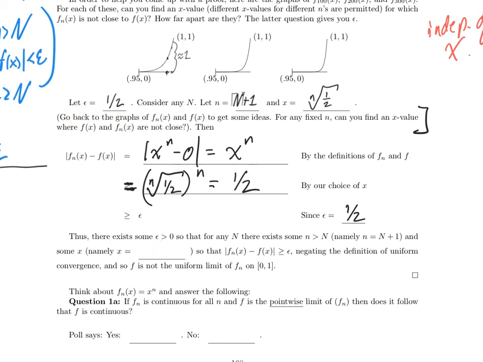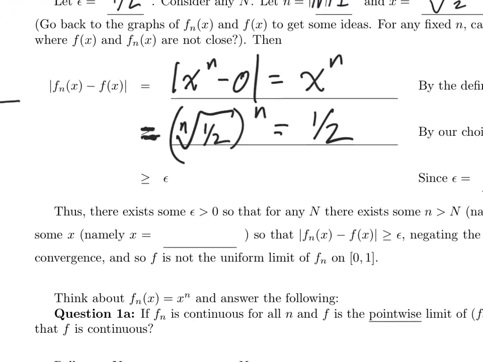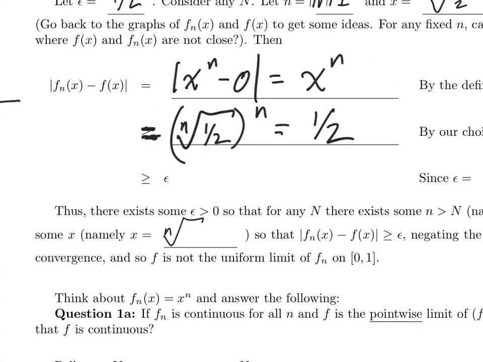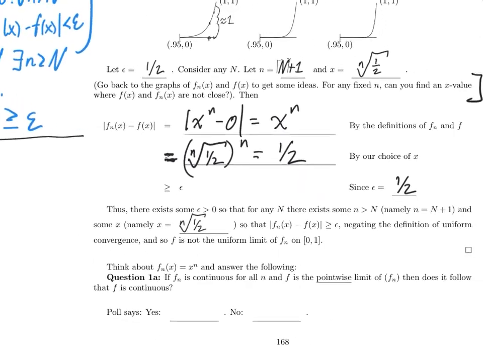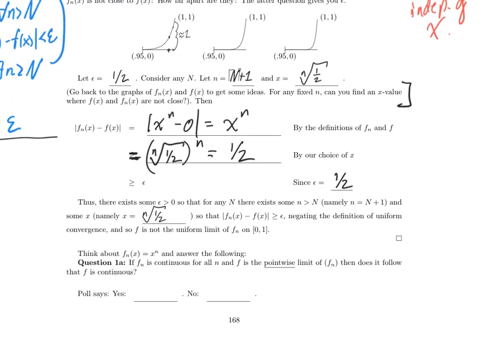There's the epsilon bigger than 0, such that no matter what big N you choose, there exists some little n bigger than big N, namely big N plus 1, or the ceiling of big N plus 1 if you want to be careful. And some x, namely the nth root of 1/2, such that |f sub n of x minus f of x| is at least epsilon, which negates the definition of uniform convergence. So this function f is not the uniform limit of f sub n, even though it is the pointwise limit. And now I'll come back to these questions that I was trying to use to motivate.